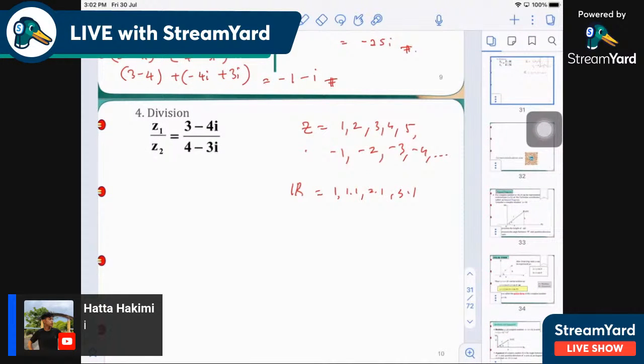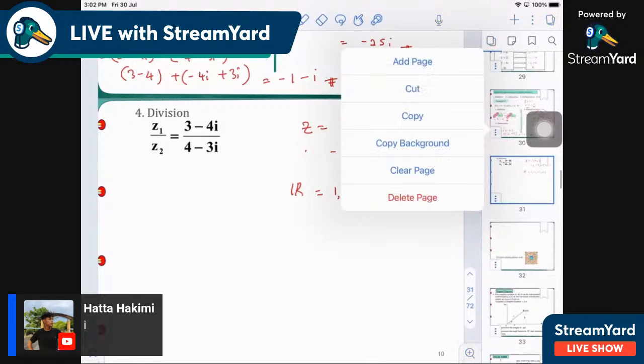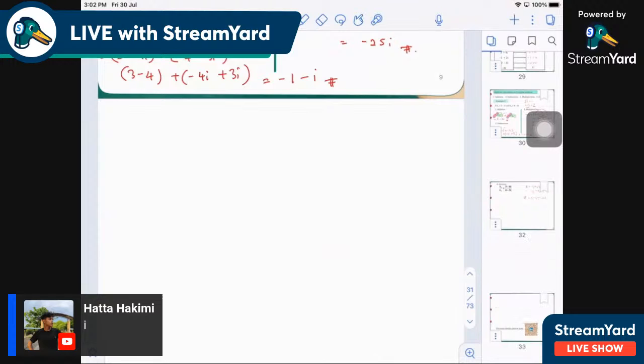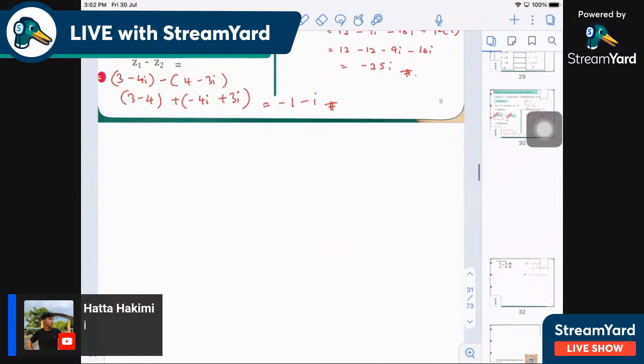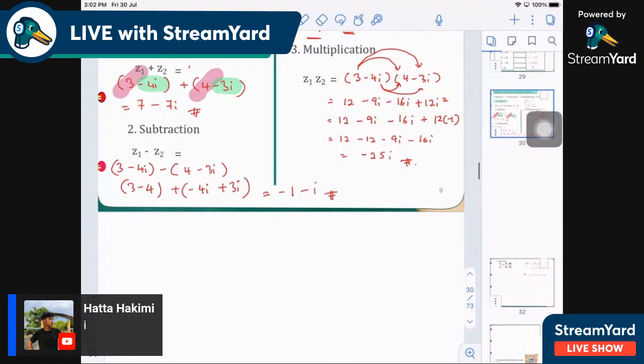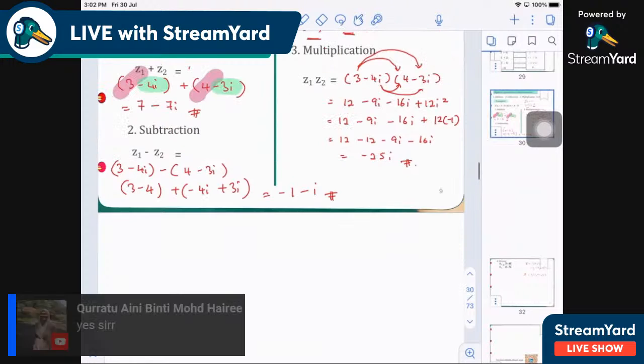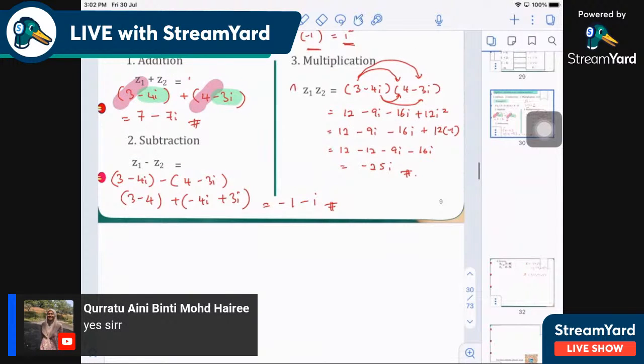So let's see 3a here. I put this for multiplication. I extend the question. Z1, I give you 3 minus 4i. And if I give you Z2 is the conjugate of Z1, what is the conjugate of Z1 going to be? Can you please let me know? Yep, class. Conjugate of Z1, what is it going to be? 3 plus 4i. Yes, correct. So the conjugate is going to be 3 plus 4i.